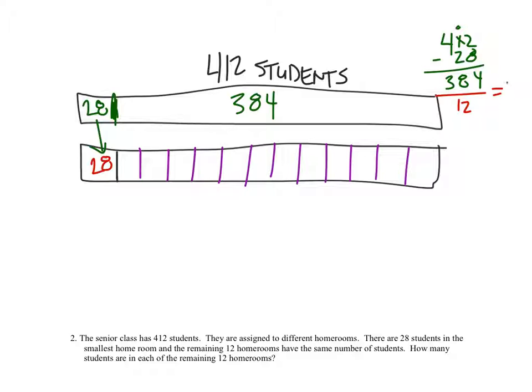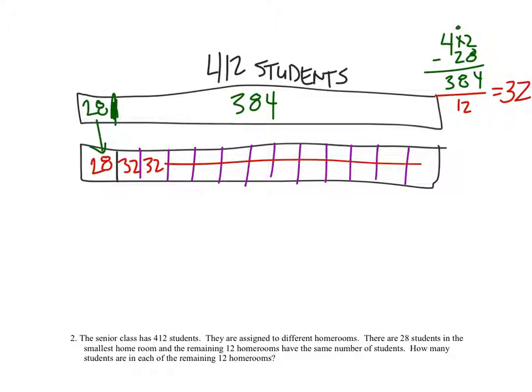And we find that there would be 32. 32 students in each of these rooms. So there'd be 32 in all of these.